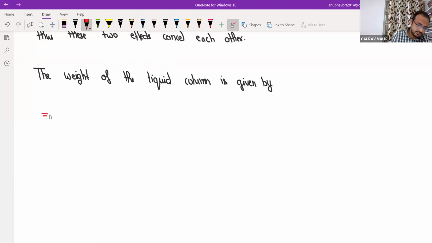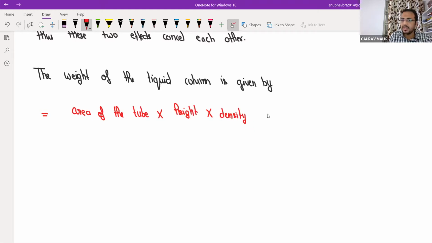So the weight is given by area of the tube into height, volume into density, mass, and into g. I am going to write each and every term. So pi by 4 d square, that is area, into height, volume, into density, mass, and into g. So W is equal to mg.